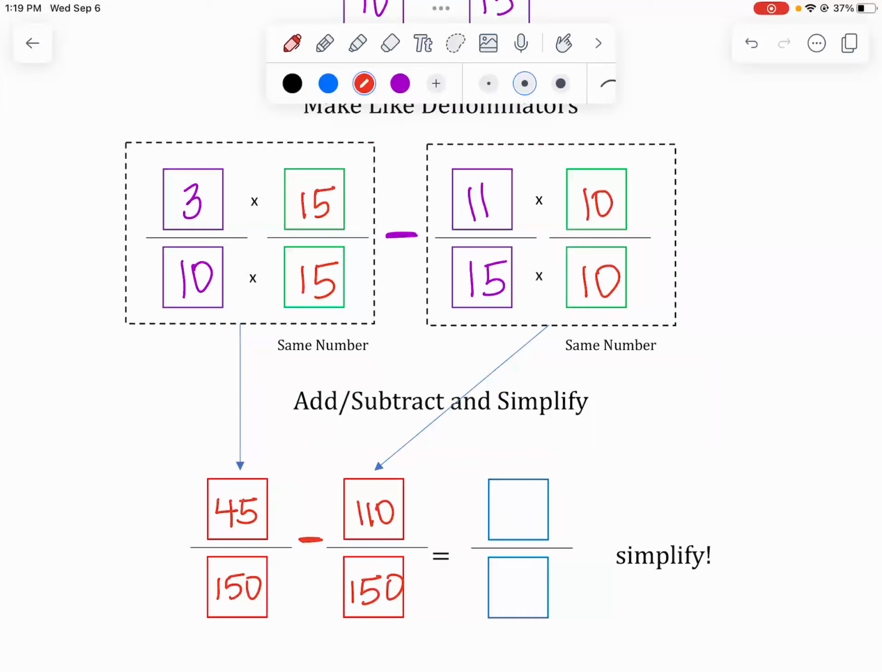We would get a negative. Tatum says we're going to get a negative. A negative what? What is 45 minus 110? Tatum's already said it's going to be negative.